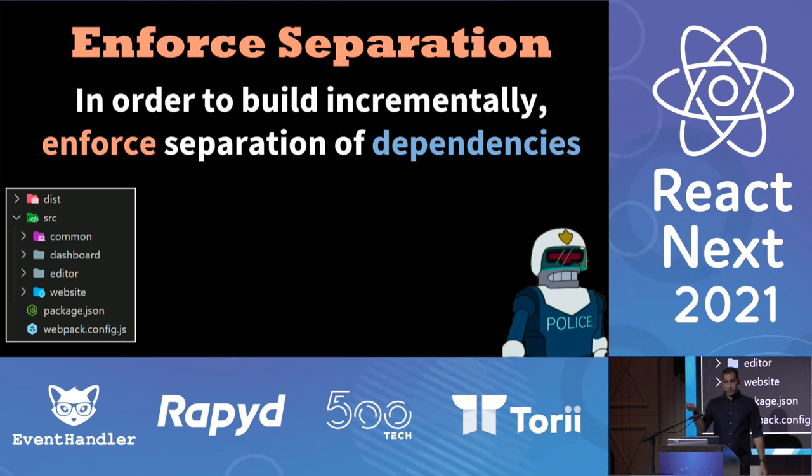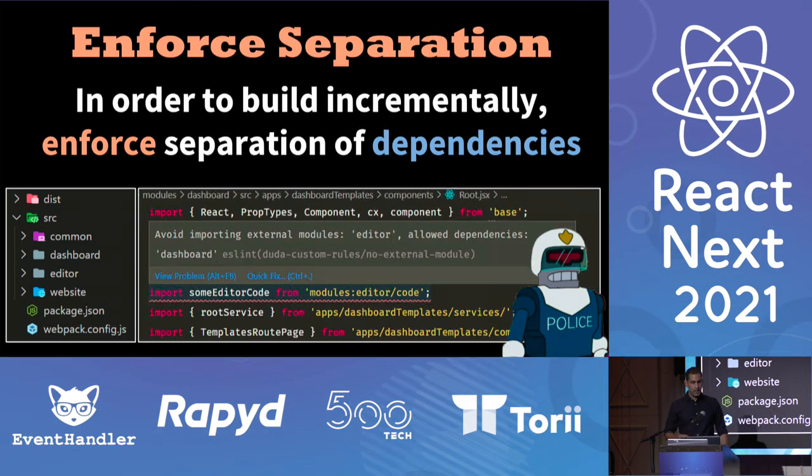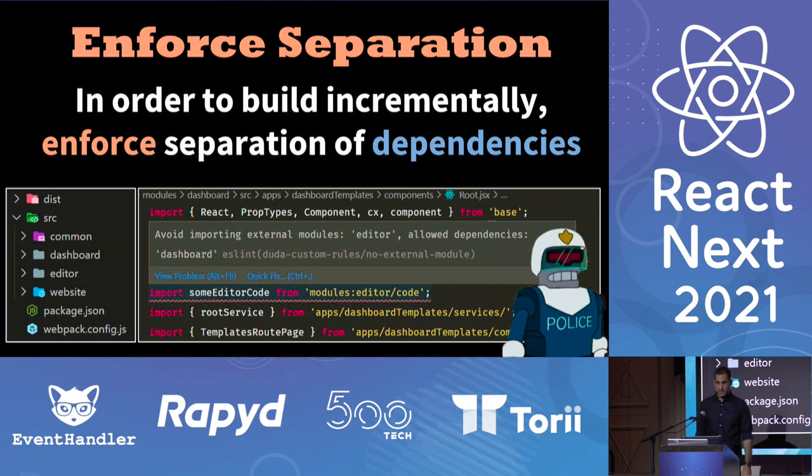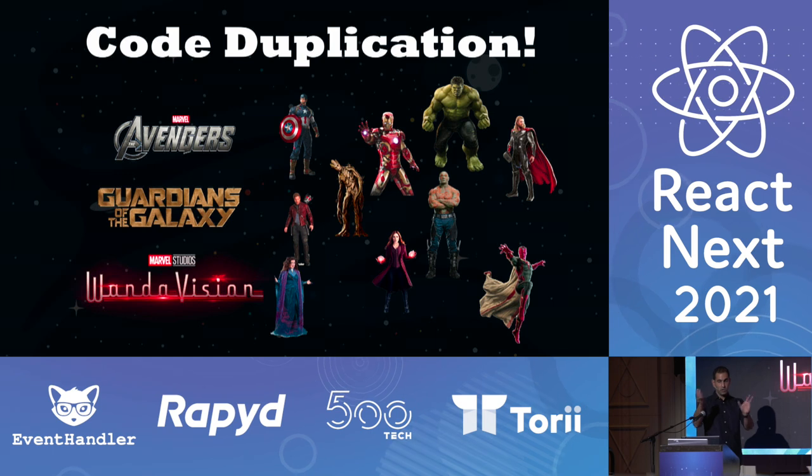Okay, you have to enforce separation if you want to do incremental builds. You can do it with ESLint. This is a very common way to do it. Okay, let's talk a little bit about code duplication.